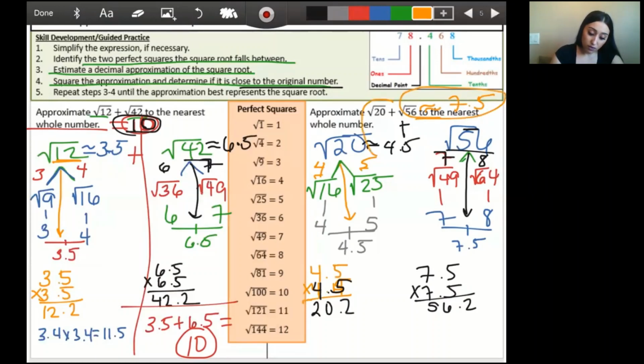And this one I have over here in this section. So now we're going to add those two parts together. So I have 4.5 plus 7.5. That leaves me with a total of 12. So if you got 12, you're on the right track. If you made an error along the way, please re-watch the videos, work out the problems again to further your understanding of approximating square roots.